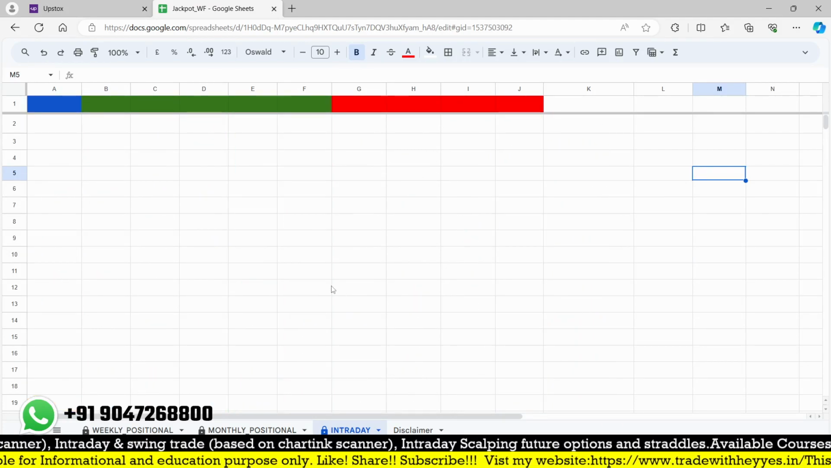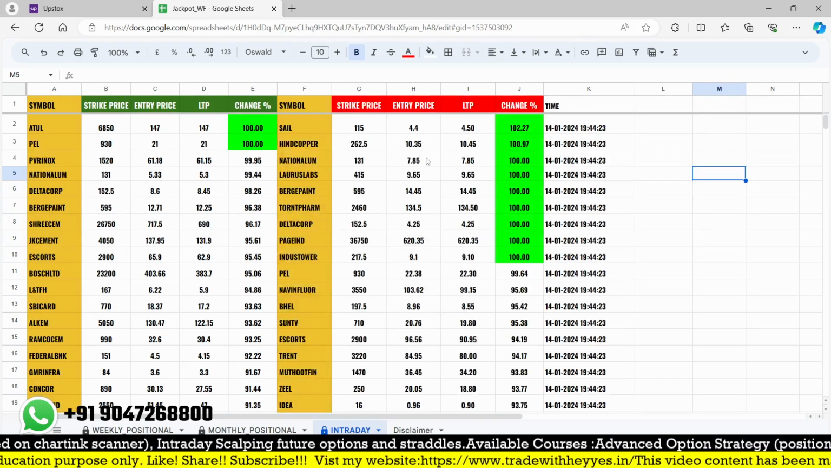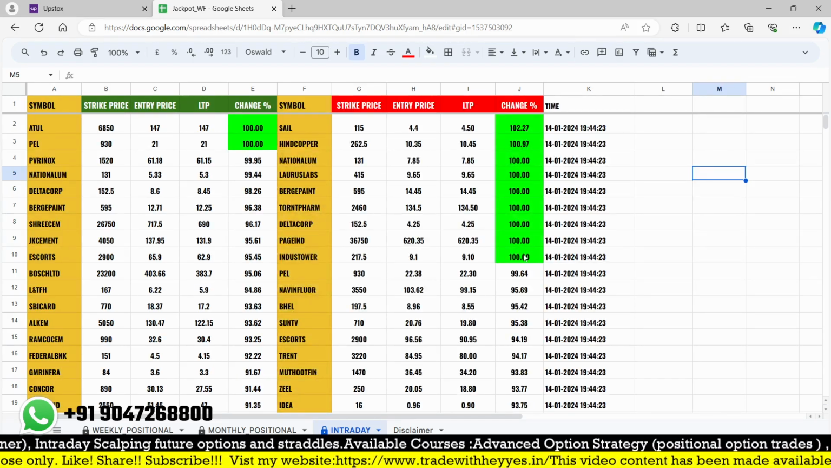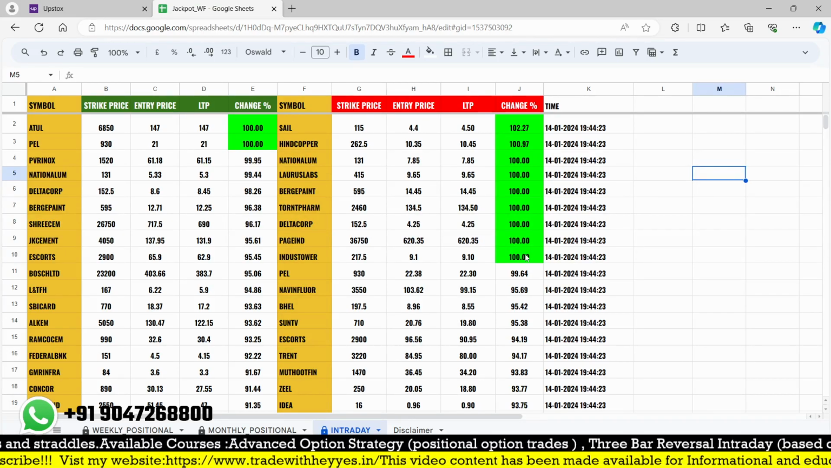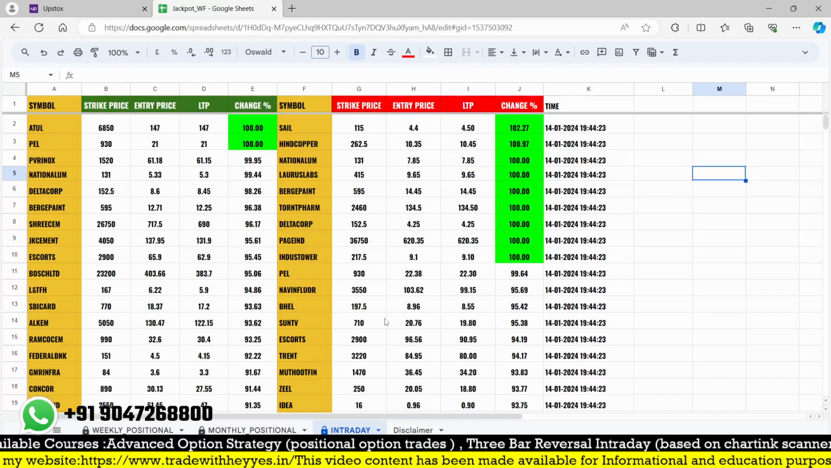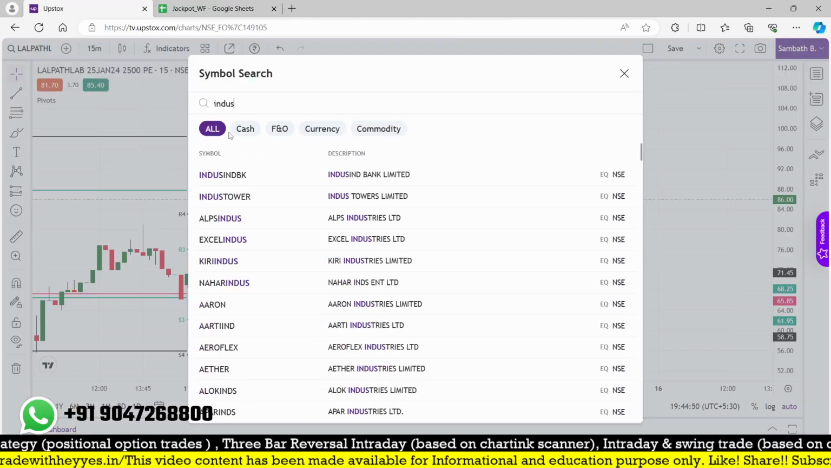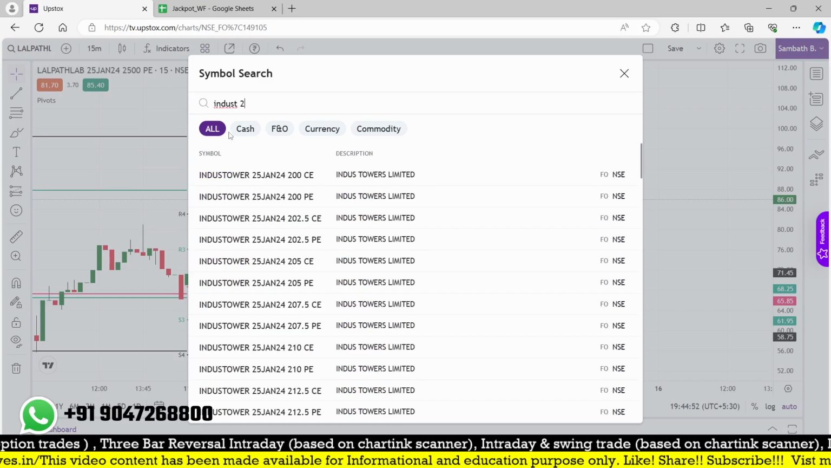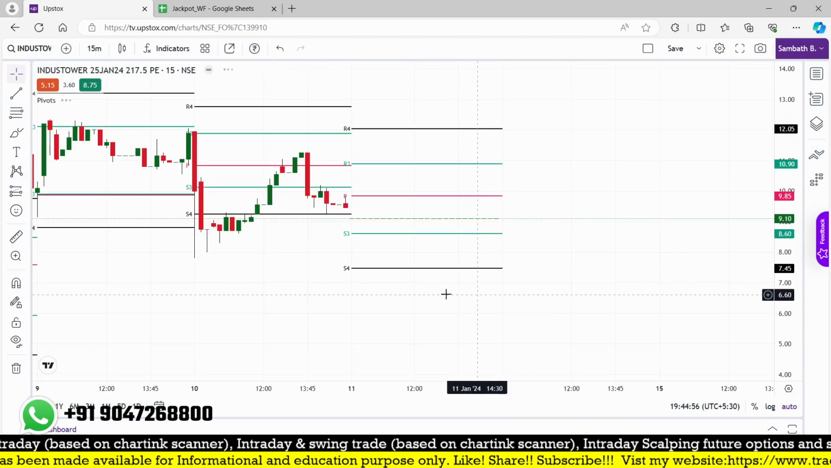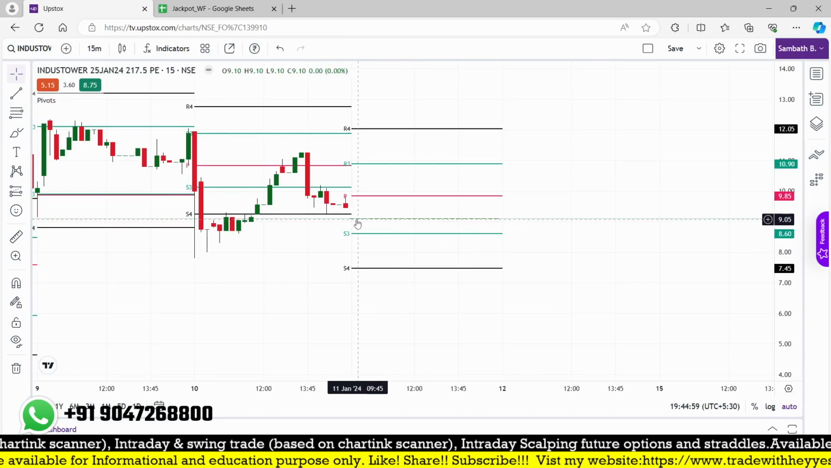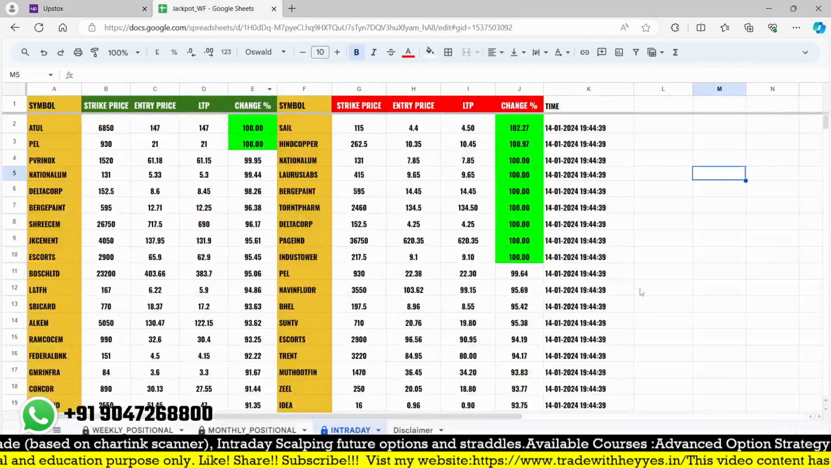Now the intraday sheet is updated, and one concept you have to know is that any stock showing more than 100 is illiquid. You can simply ignore those stocks even if they come into the scanner tomorrow. Look at the Indus Tower 217.5 put option. That is illiquid. If you look at it, there was no trade yesterday, so there is no volume, and that is why it is showing the same entry price.